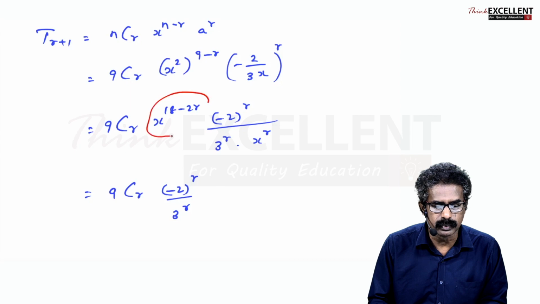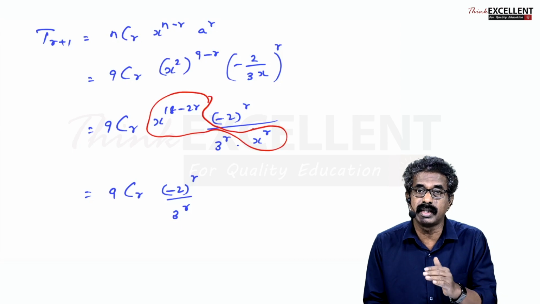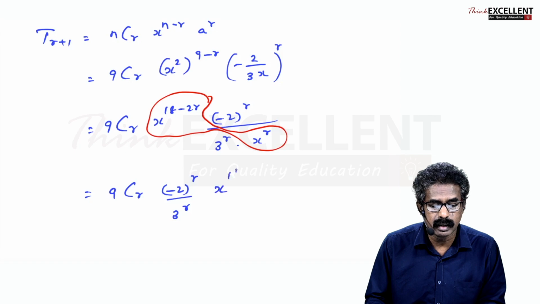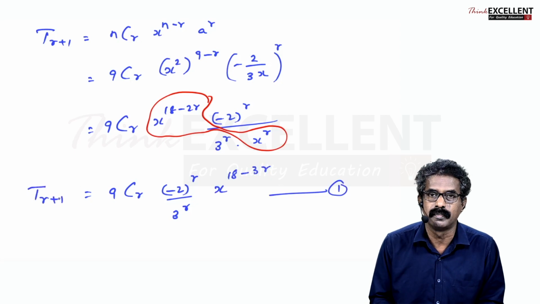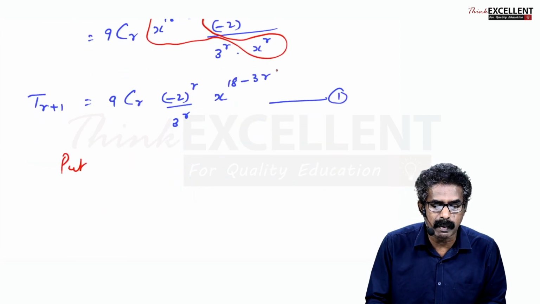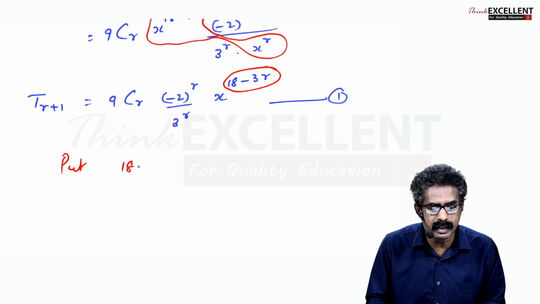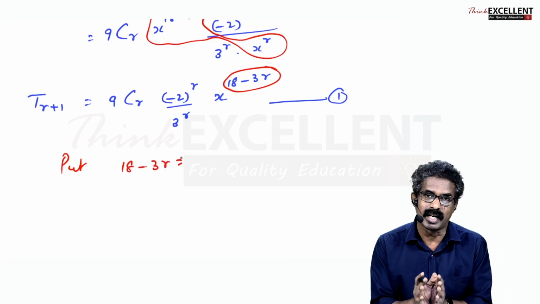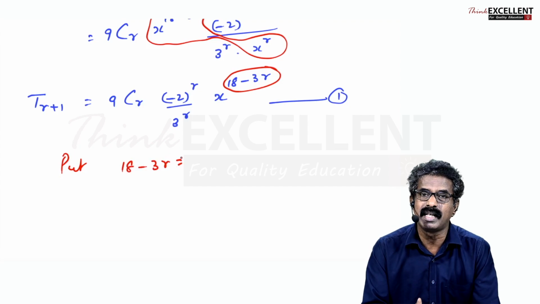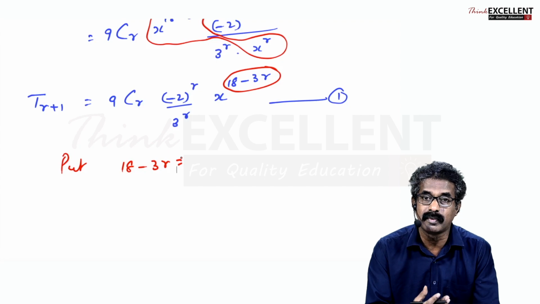Now you combine these two like the previous question. A raised to m by a raised to n is a raised to m minus n, right? So you are getting x raised to 18 minus 2r minus r, it is minus 3r. Take it as equation number 1, Tr plus 1. Now equate the power with x power, 18 minus 3r is equal to, depends on what they ask. Up to this it is common. In the previous question x raised to 10, then equate the power with 10. If x raised to minus 3, equate the power with minus 3.